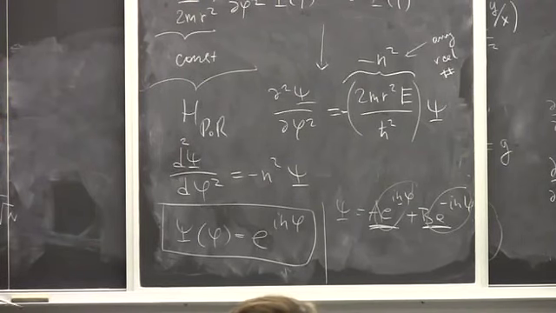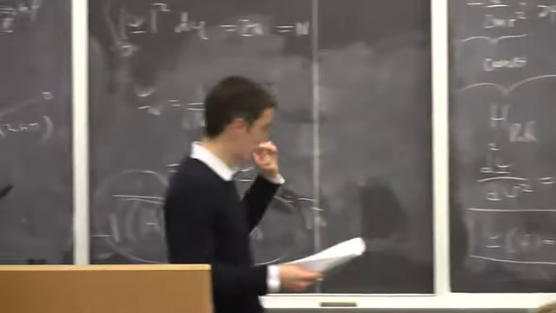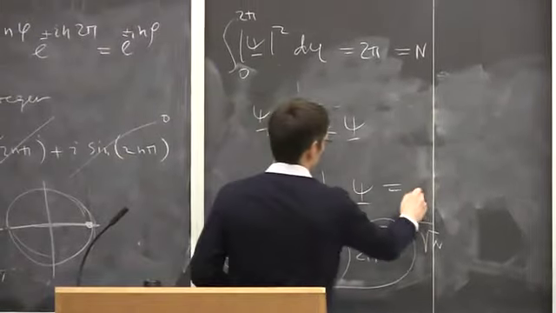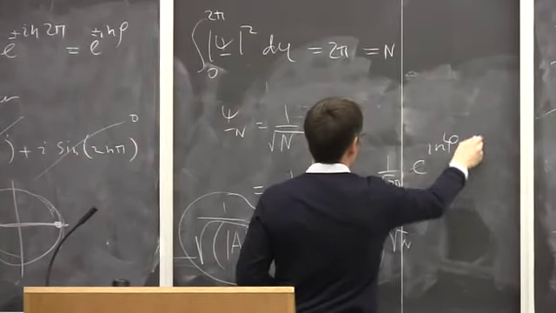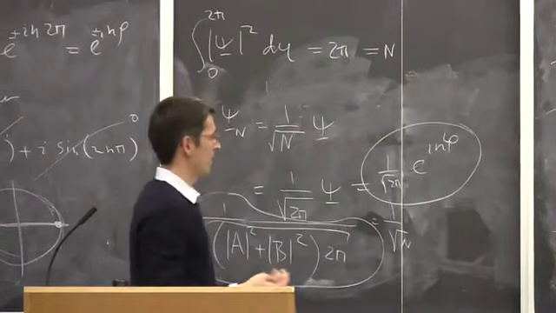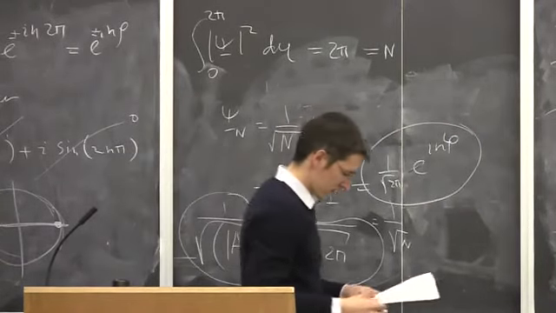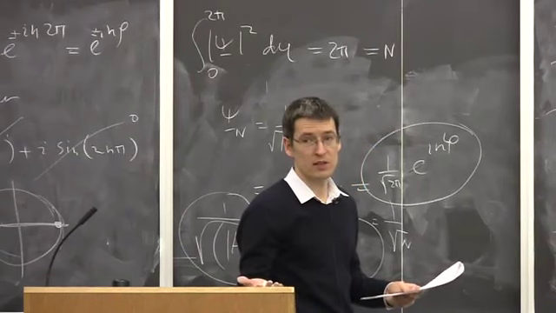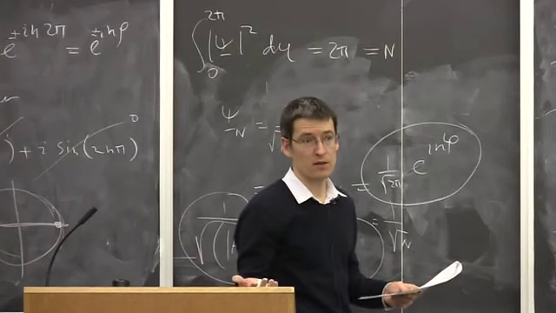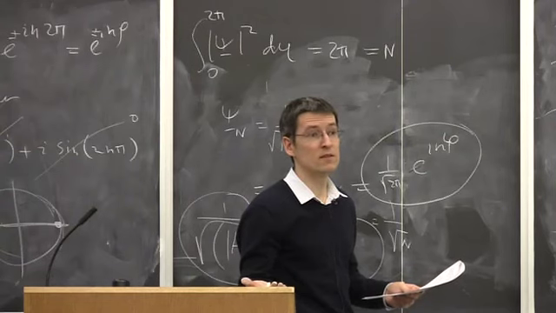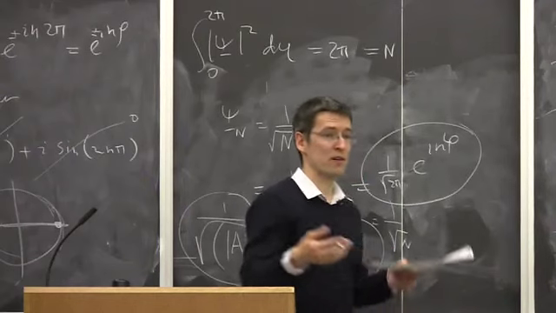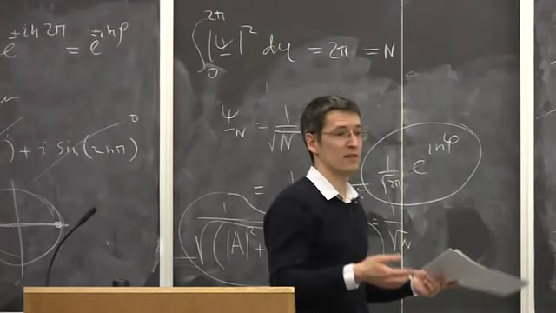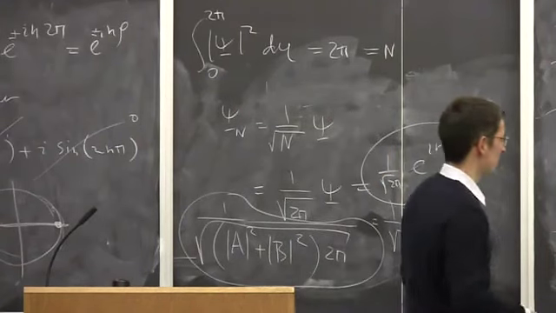Now, let's just finish the particle in the ring problem, and we found the functions. They should be 1 over square root of 2 pi, exponent of i n phi, right? Those are the functions, where n is an integer. And what is left is to obtain what? In any eigenvalue problem, you have eigenfunctions and eigenvalues, right? So what are the eigenvalues?